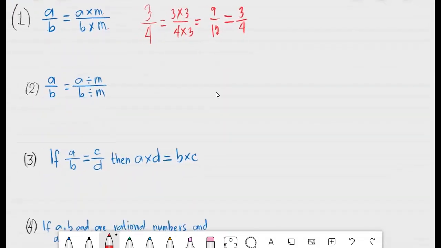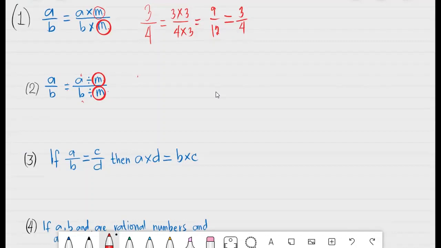Next, the property states that the value of a rational number remains unchanged when its numerator and denominator are divided by the same non-zero digit or non-zero integer. Please take note that this integer should not be 0, because if it's 0, then this will change. Okay, so let's say we have 3/4 again.